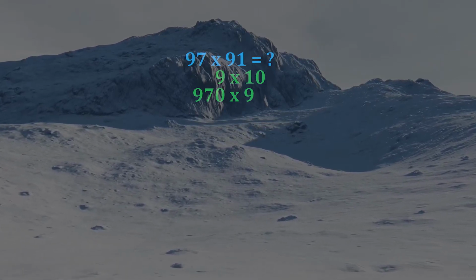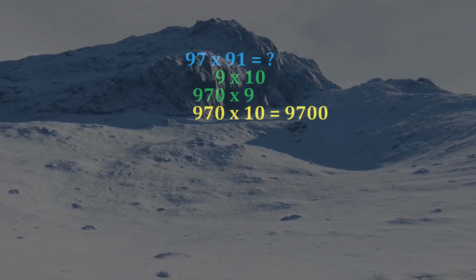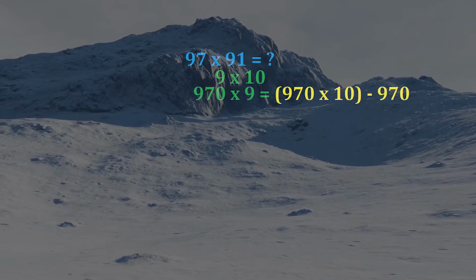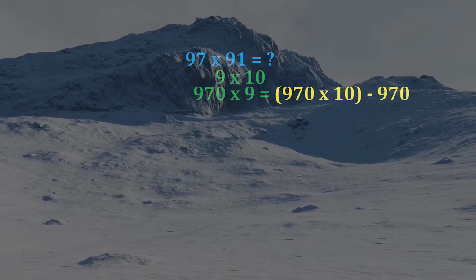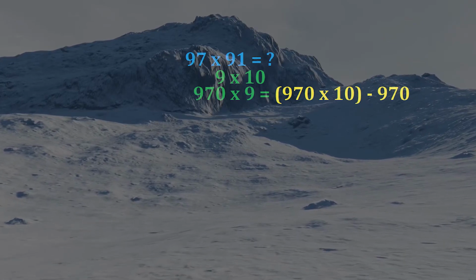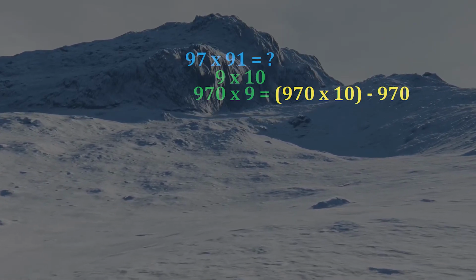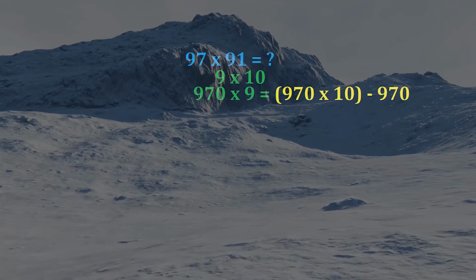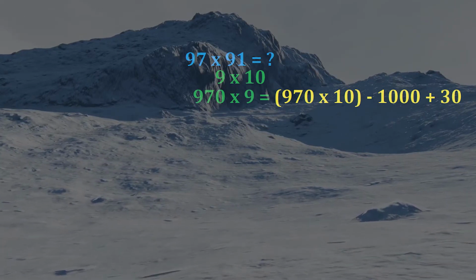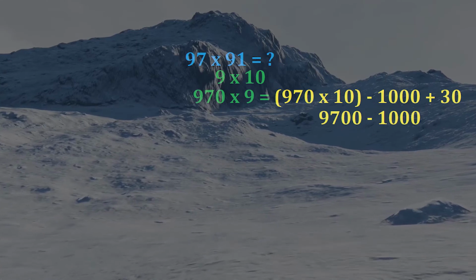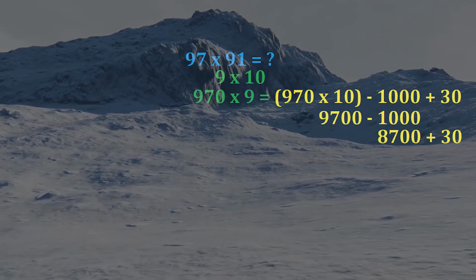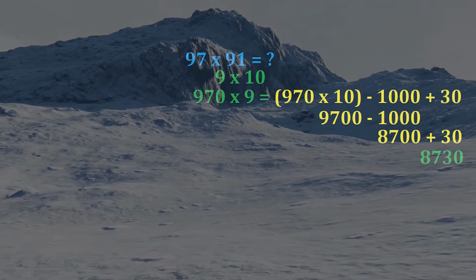Well, this we can just repeat again, because we know 970 times 10 would be 9,700. You can subtract 970 from that to get 970 times 9. Here, I'll do the same technique with addition that I do with multiplication. I'm not going to subtract 970. I'm going to just subtract 1,000 and then add 30. So 9,700 minus 1,000 is 8,700, plus 30 is 8,730.